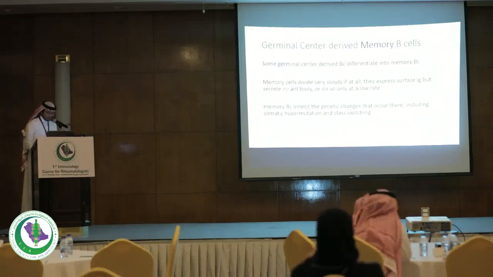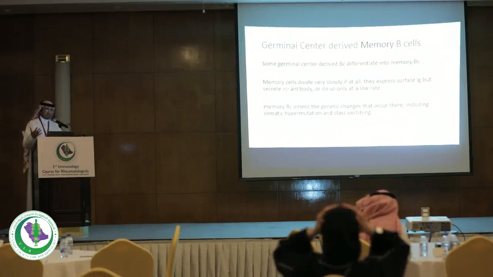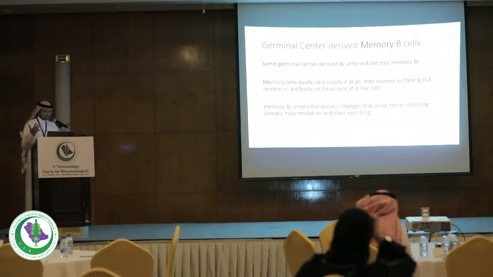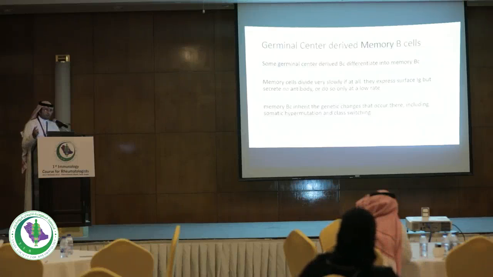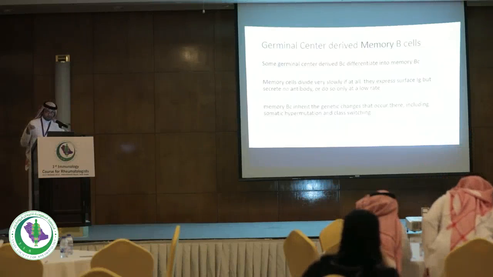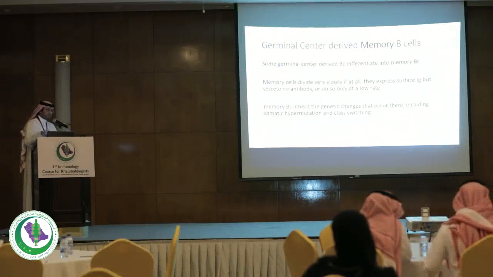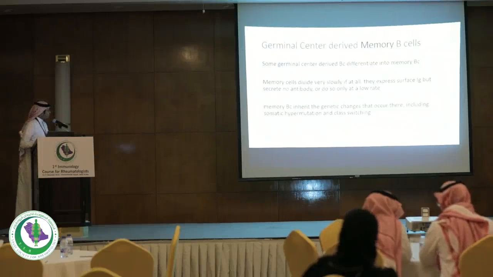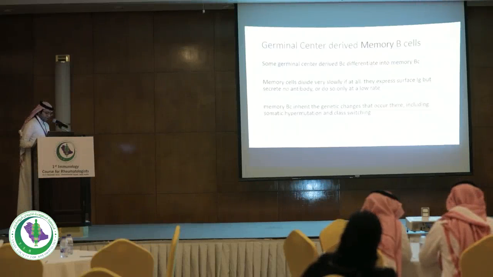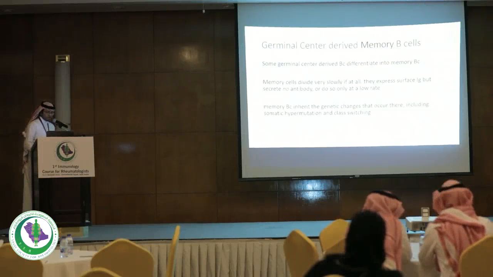An important feature of memory B cells is that they already went through somatic hypermutation and class switching. So once they get activated, if they meet the antigen for the second time, they will start immediately producing the high affinity, good quality antibody. They don't have to go through somatic hypermutation or class switching again. It's already programmed and saved in their genes, so they can produce the high affinity antibody right away, so you can have a prompt secondary immune response compared to the initial immune response.